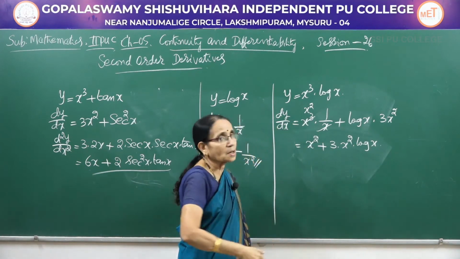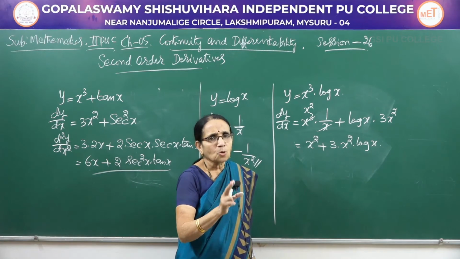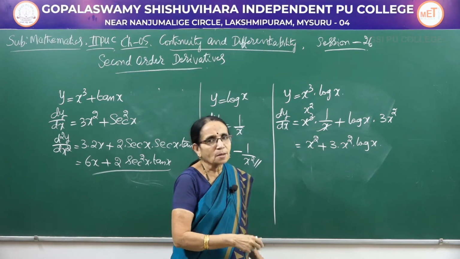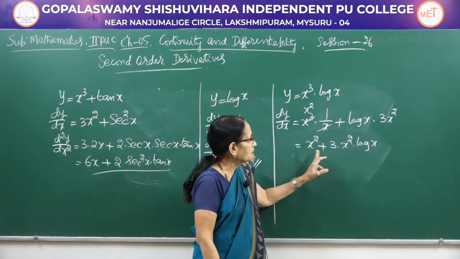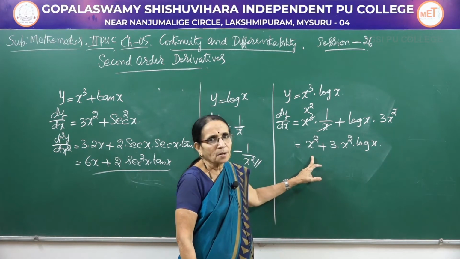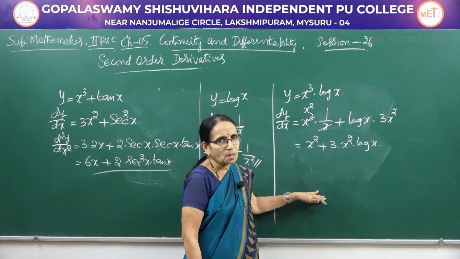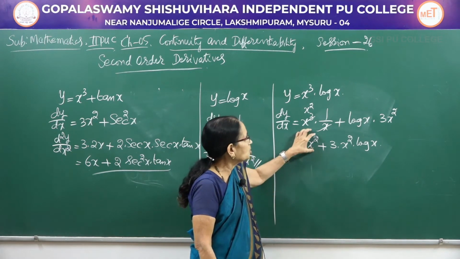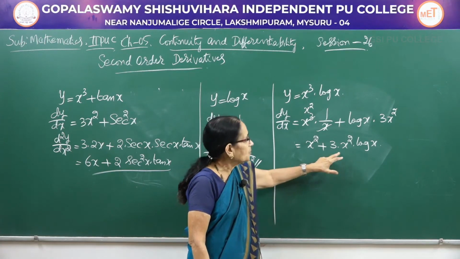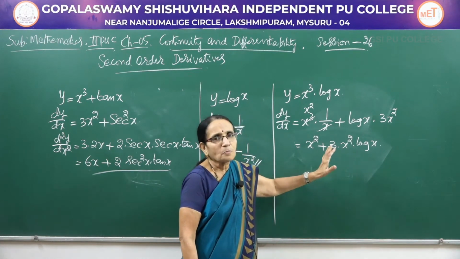See, for the second derivative, two ways you can differentiate. Of course, we get the same answer. Here, one method is you can take out x square as a common factor, then differentiate. Again, it would be a product rule. You have to apply the product rule. Or else, you differentiate this as it is. For this one, you have to apply the product rule.